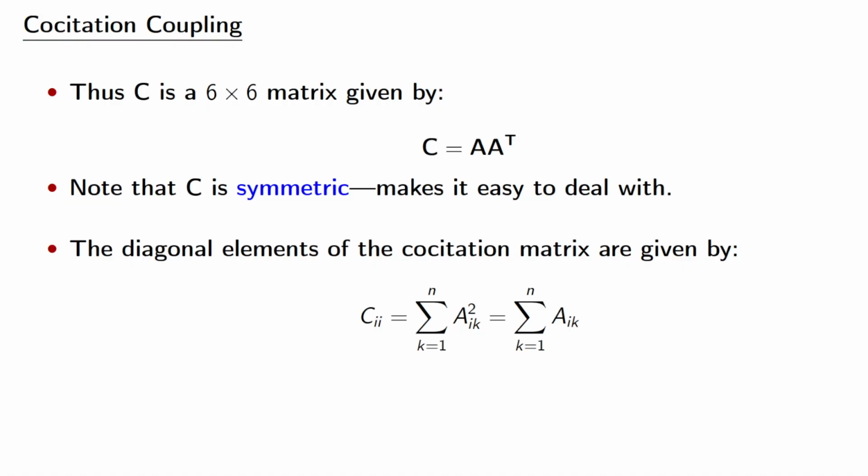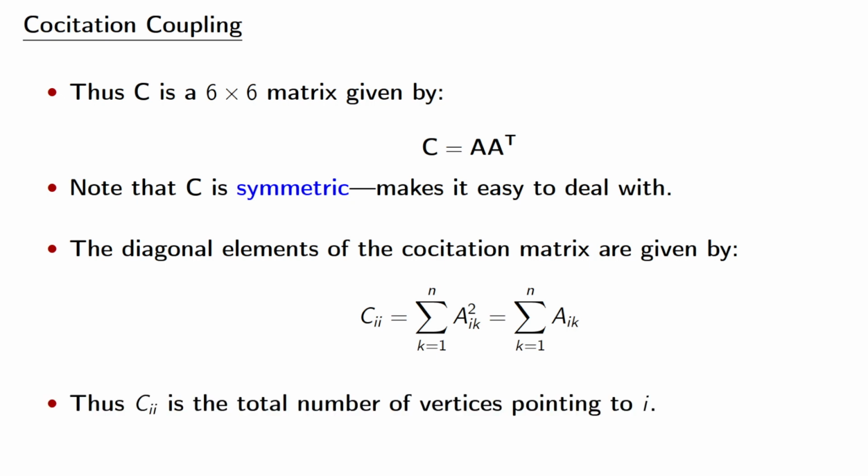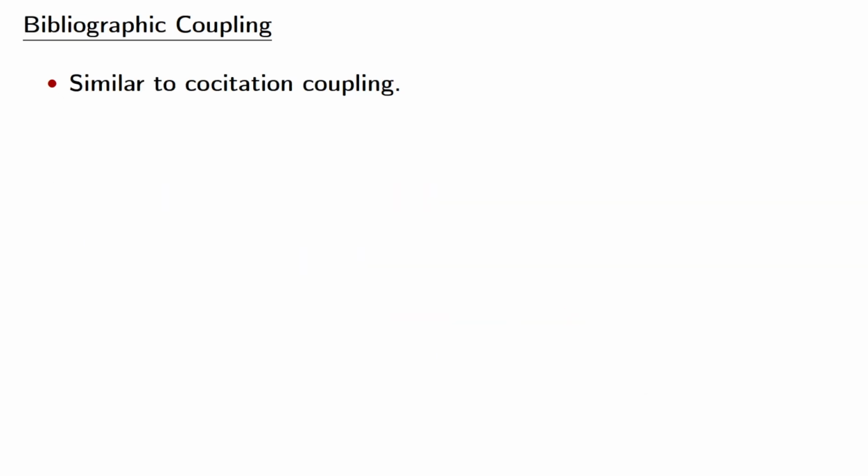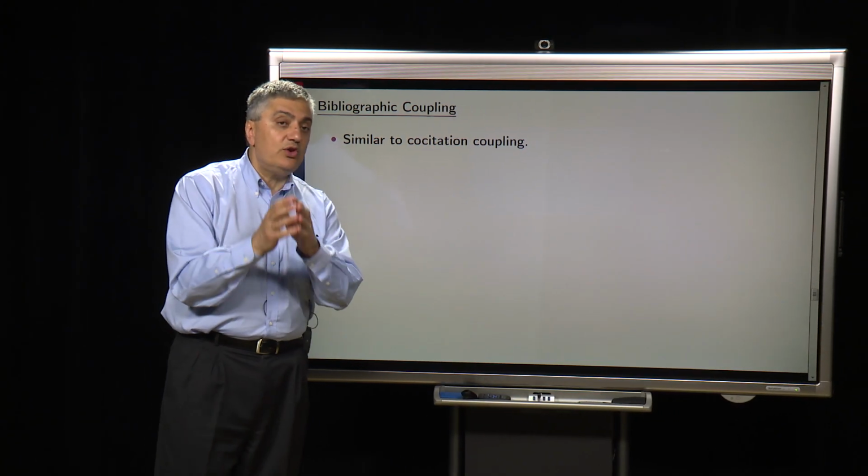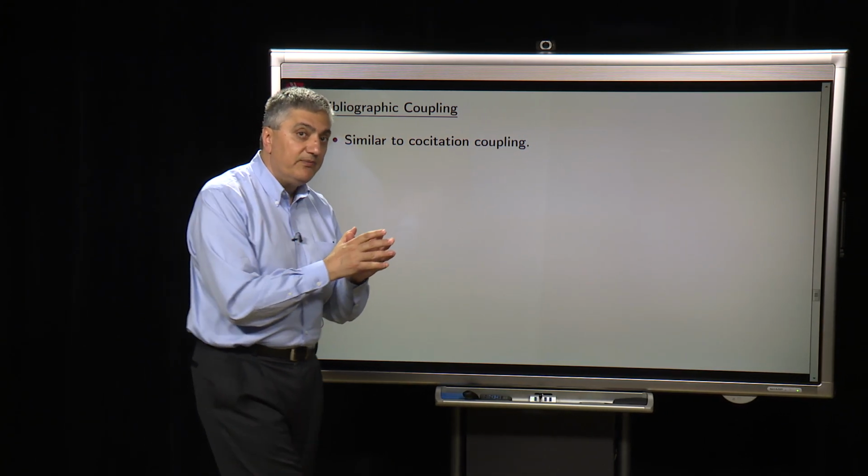So it's really the sum of all the elements Aik. So Cii along the diagonal is going to be the sum of the Aik. So Cii is basically all the vertices that are pointing to I. Any k that points to I, you're going to get 1 in there and you're going to sum them. So this is one way to take a digraph and make it into a symmetric graph.